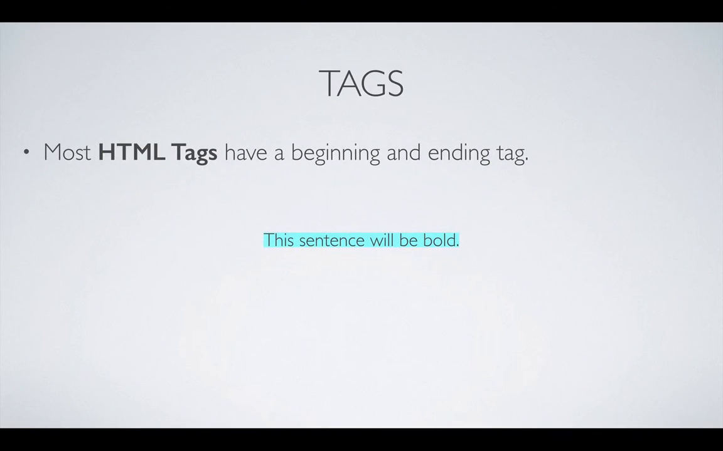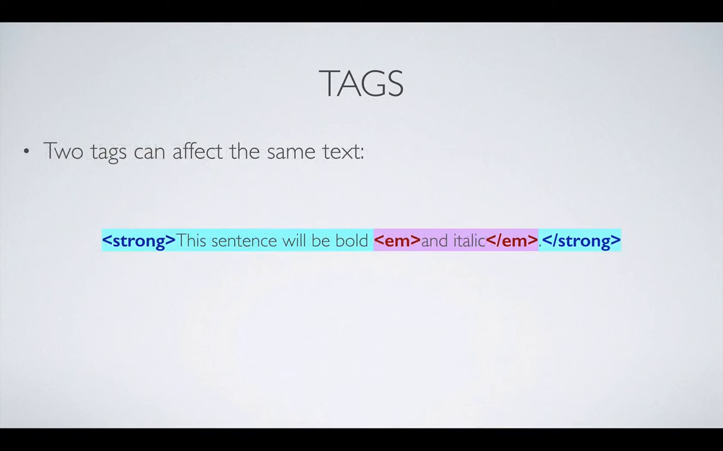Most HTML tags have a beginning and an ending tag. The beginning tag shows where the effect or style begins. The ending tag shows where that style ends. Two tags can affect the same text.